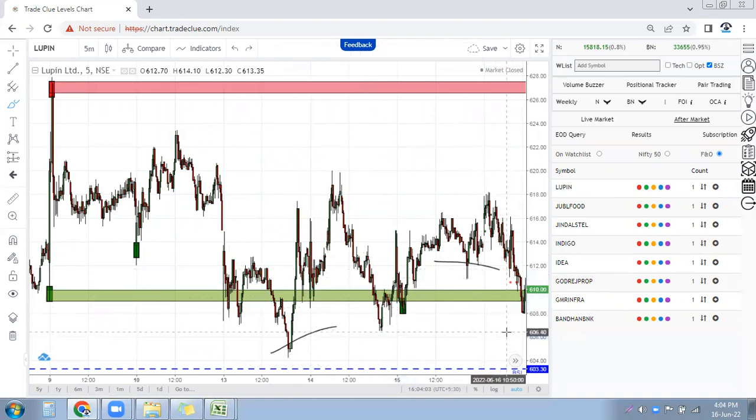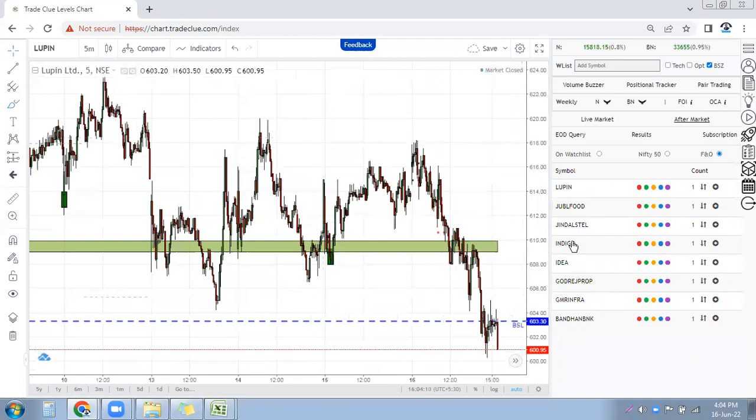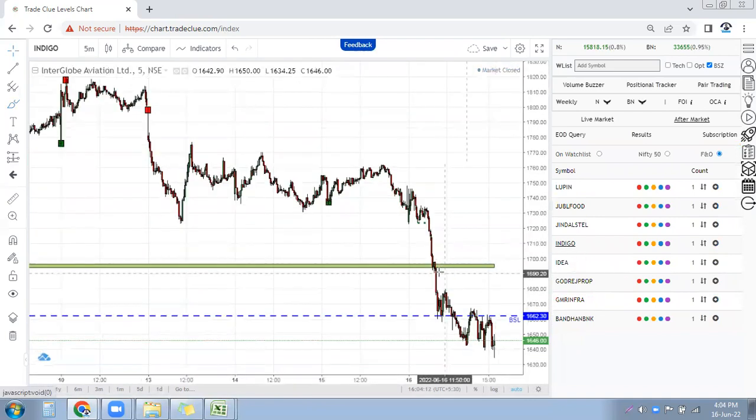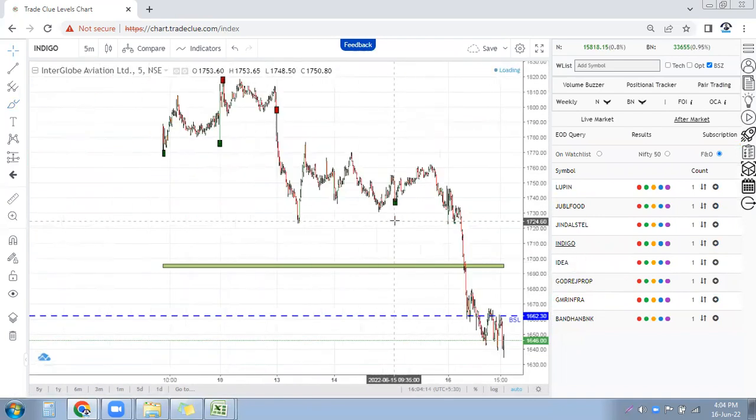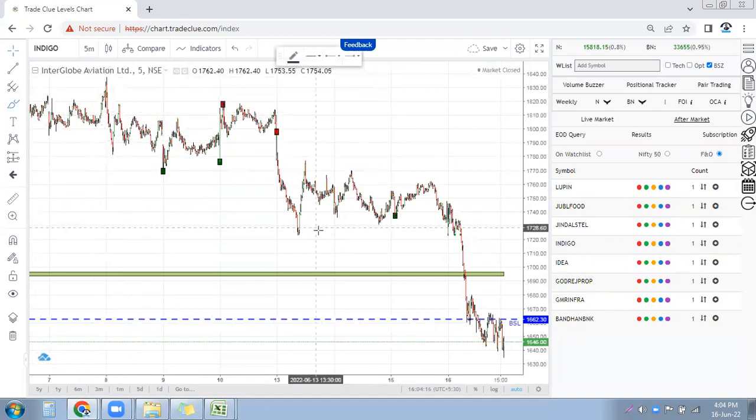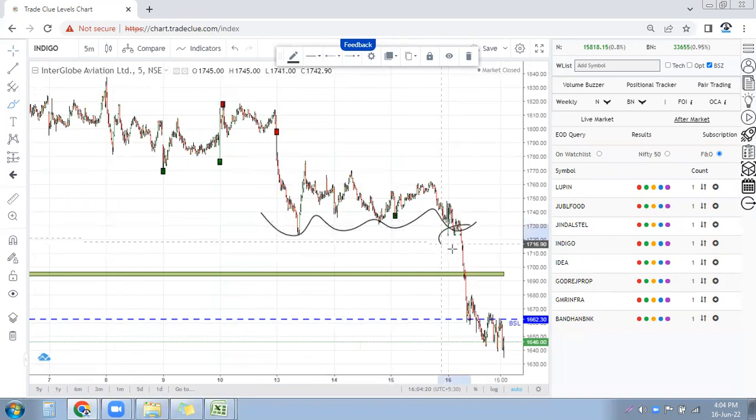So stocks going into a consolidation phase can be looked into under the momentum or breakout stocks, which can go either up or down anyway. So here we can see Indigo has been taking support all the way around here, and then finally it breaches on the downside, and all the way it gushes down.